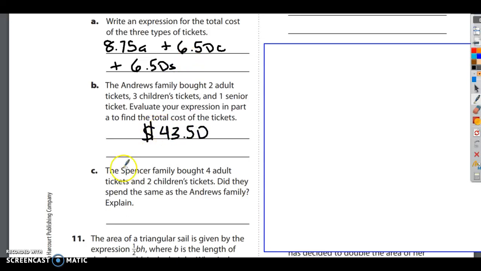Now I'm on a different family. The Spencer family bought 4 adult tickets. It's going to be $8.75 times 4, and 2 children's tickets.